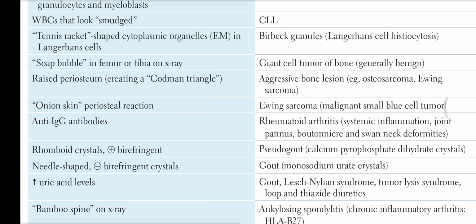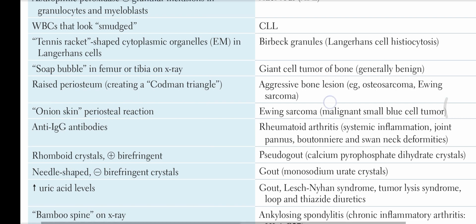Raised periosteum, that is creating a Codman's triangle. Aggressive bone lesion, osteosarcoma, Ewing sarcoma. Codman's triangle means sarcoma. Just remember osteosarcoma or Ewing sarcoma.